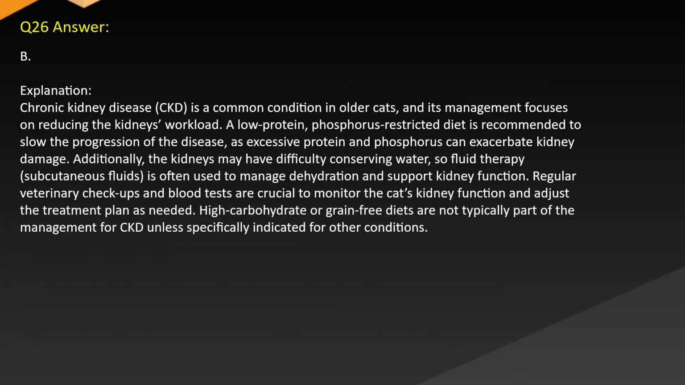Answer B. Explanation. Chronic kidney disease (CKD) is a common condition in older cats, and its management focuses on reducing the kidney's workload. A low-protein, phosphorus-restricted diet is recommended to slow the progression of the disease, as excessive protein and phosphorus can exacerbate kidney damage. Additionally, the kidneys may have difficulty conserving water, so fluid therapy, subcutaneous fluids, is often used to manage dehydration and support kidney function.